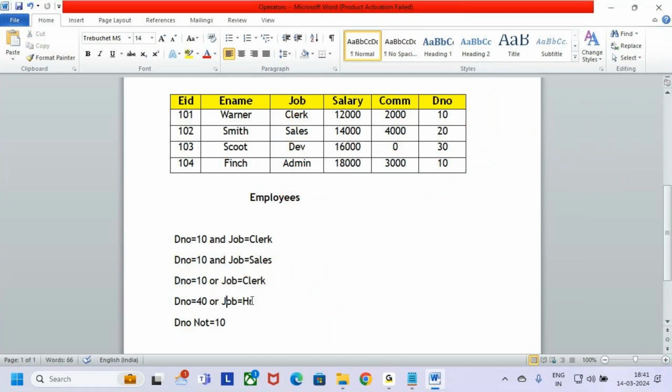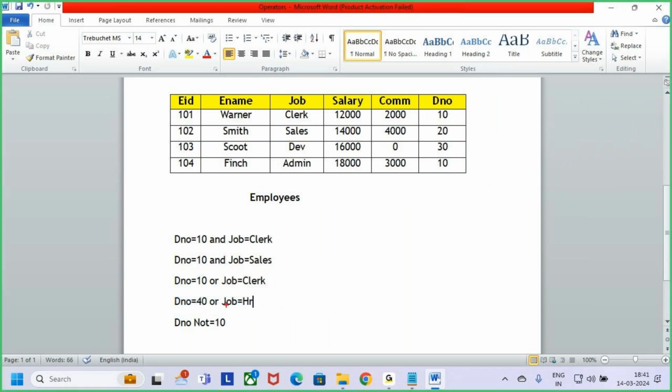And next my requirement here is, I want to identify. So what is my first condition? Department number equals to 40. First condition is department number is equals to 40. Second condition is what? Let me take the first condition as department number is equals to 40.